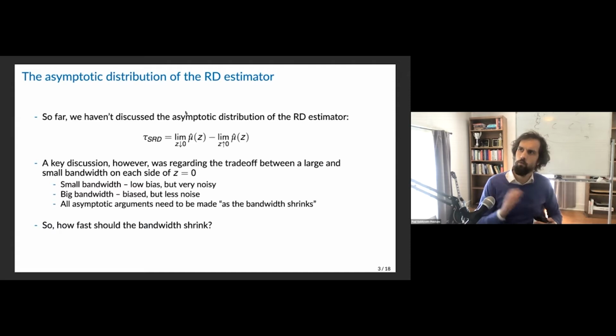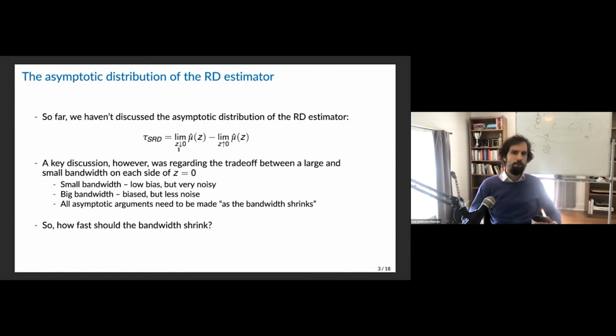We're going to do a little bit of warm-up to get to the first issue that we run into. We talked a lot about this estimator and its properties and how you do it, but we didn't get into the specifics of the asymptotic distribution of the estimator. We didn't talk about the statistics of it. The only real piece I talked to you about is the sharp RD version: we take the limit from the right and the limit from the left, and take the difference between these two. This is how we define it.